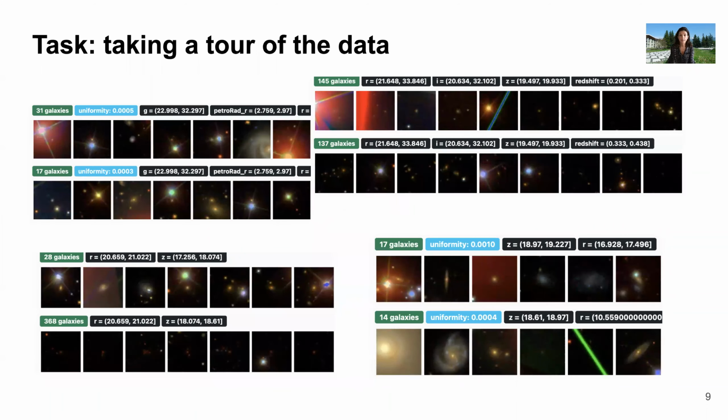Another task that one could be after in an EDA is to take a tour of the data. So here I'm showing you some example sets of galaxies described with a conjunction of their attributes. These galaxies are more or less heterogeneous, right? So in the bottom left, we can see very homogeneous galaxies, but in the top right, the galaxies themselves may be heterogeneous. And of course, the number of sets and of item sets that one can build out of this data is combinatorial in the number of attribute values.